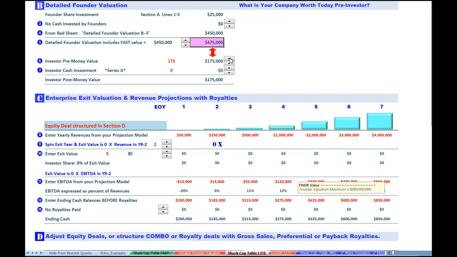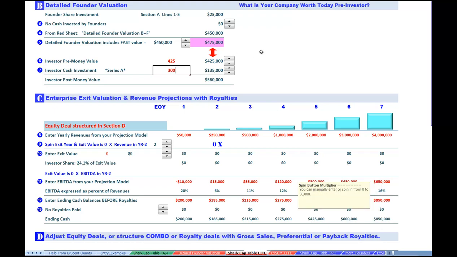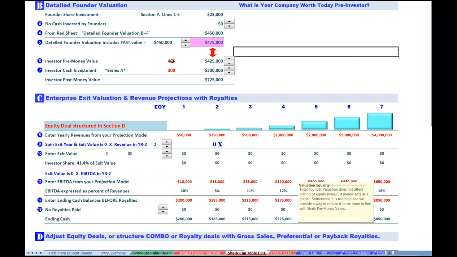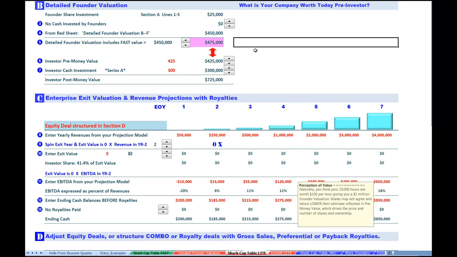We are now looking for $300,000 from the investors, and I'm sorry, we think that they will give us maybe a $450,000 or $425,000 investor pre-money value, and we now are looking for $300,000. So we're going to spin 300 in. We could just type in 300, be a little quicker. We have to have these things here because spin buttons in native Excel only give you 30,000, and we're going to have numbers bigger than 30,000, so these are multipliers.